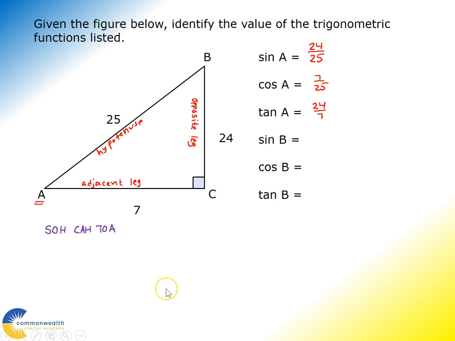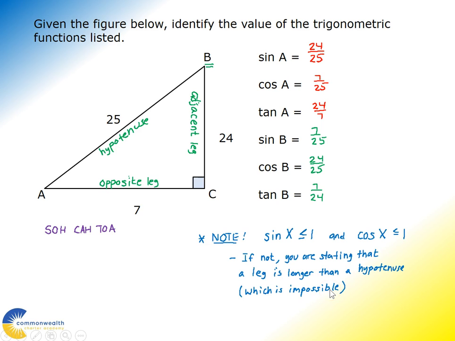When I move on to angle B, this changes, because now AC is the opposite leg, BC is the adjacent leg. The hypotenuse still remains the hypotenuse, because the hypotenuse is always opposite the right angle. So now when I apply the definitions of sine, cosine, and tangent, I'm going to get 7 over 25 as the sine of B, 24 over 25 as the cosine of B, and 7 over 24 as the tangent of B.